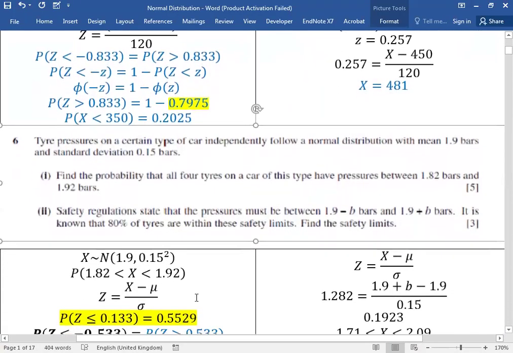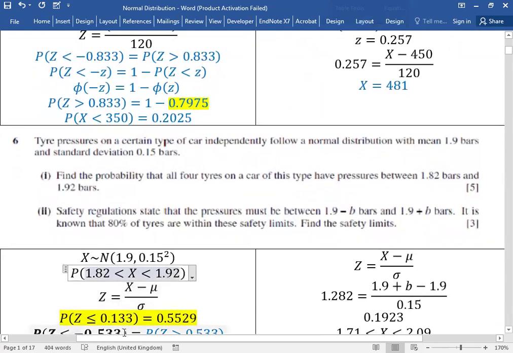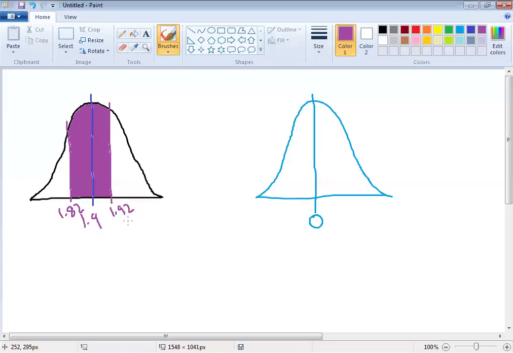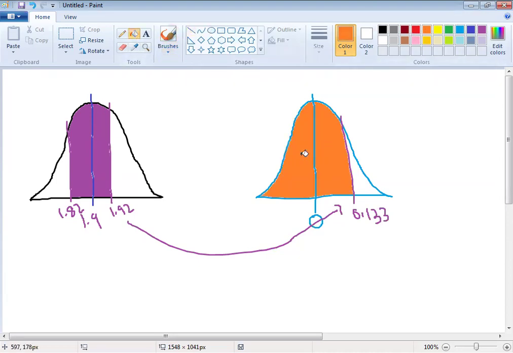So first, what did you people do? You found the Z value. What Z value came for 1.92? At 1.92 the Z value is 0.133, using Z equals X minus mu over sigma, and when I read it from the table, 0.1 and 3, and 3 says add 12. What probability is that? 0.5529. That is the entire probability behind this value. Do I need that entire value? No, I need the middle one, so I have to subtract something from this.